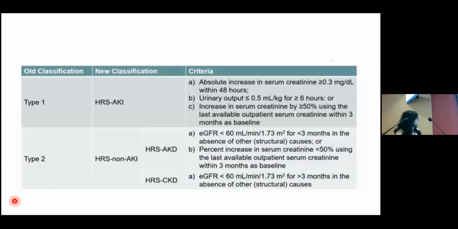Then HRS non-AKI is a more chronic form, so we can further divide it into HRS acute kidney disease and HRS chronic kidney disease. In HRS acute kidney disease, it's eGFR less than 60 for less than 3 months in the absence of other causes, or creatinine increase less than 50% using the last available outpatient serum creatinine within 3 months as baseline. HRS CKD is eGFR less than 60 for more than 3 months in the absence of other causes.